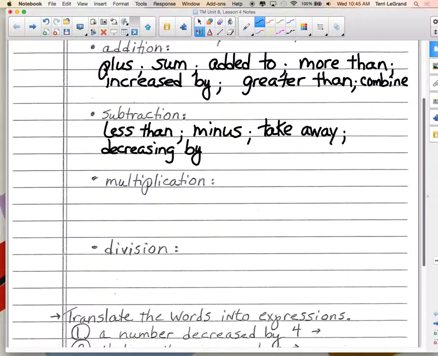So, decreased by, taken from. Taken from, okay. And it seems like if we were taking, we're subtracting, aren't we? Danny? Separated from. Well, it could kind of mean subtraction, but I don't know if we would very often see the word separated used with subtraction. Typically, it would be more for division.